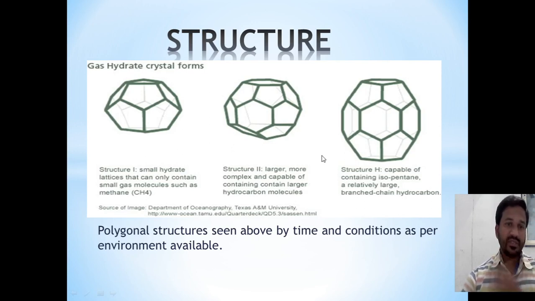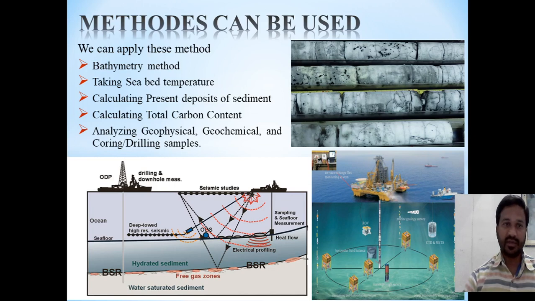Now, see this structure I told you about just before. A number of water molecules, maybe 7 to 10, link together and make a simple pentagonal, dodecahedral, hexagonal form, which is also called structure 1, structure 2, or structure 3. In this structure, they trap the CH4 molecule and make the methane clathrate.